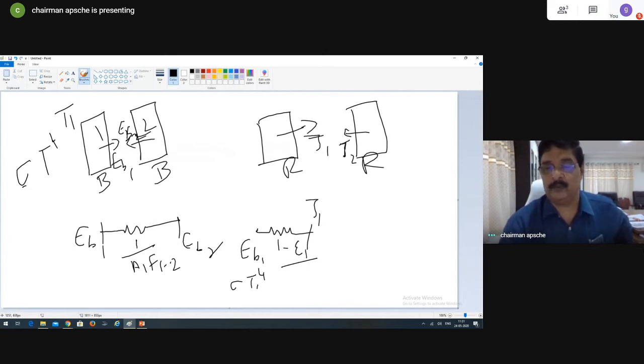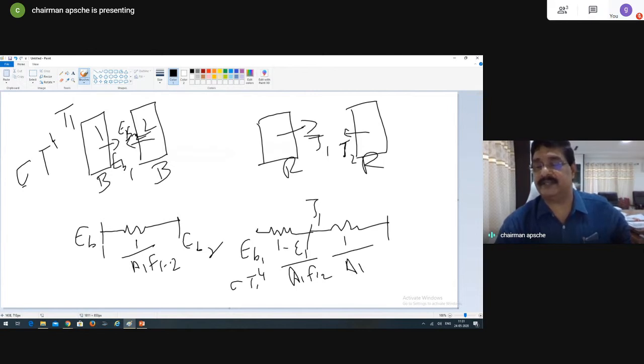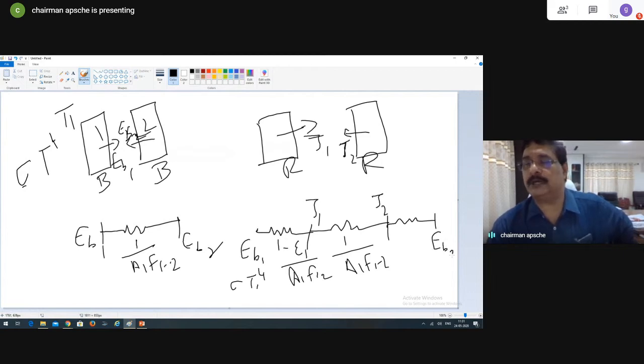So it is J1. What is the surface resistance? You already know: 1 minus epsilon 1 divided by A1 epsilon 1. And between J1 and J2, I get the shape resistance, the geometric resistance, or view resistance, or whatever you call it. And for surface 2 also there is a surface resistance, 1 minus epsilon 2 divided by A2 epsilon 2. Agree?